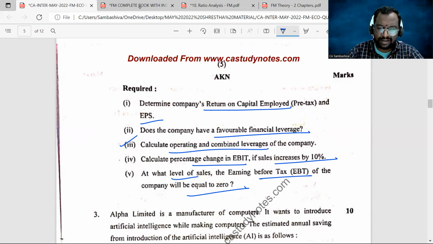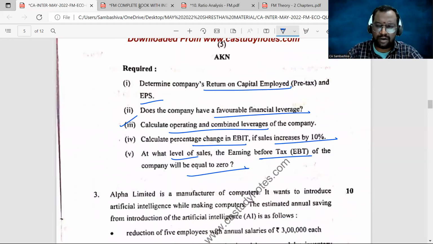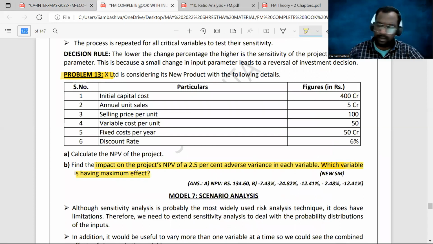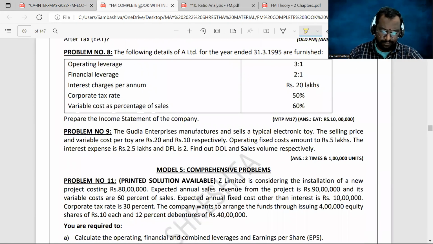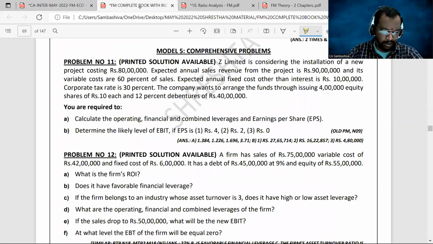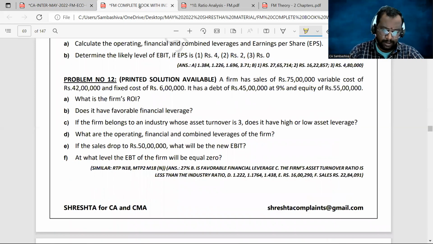Yes or no? The same problems we have done in our Shreshta materials. In practice also we have done, in examples also we have done. Okay, now next, let me show you that problem. Here we have seen in, I think, problem number 12.